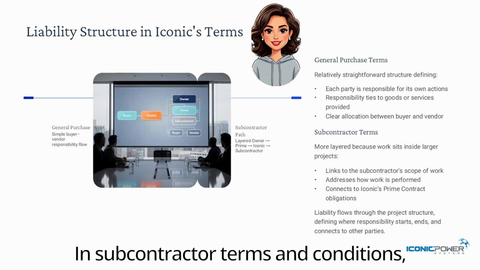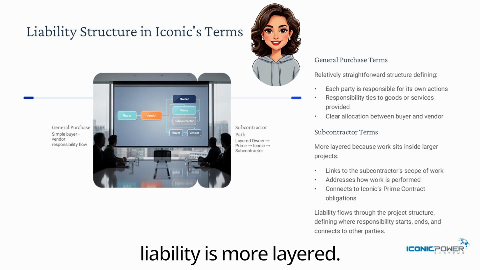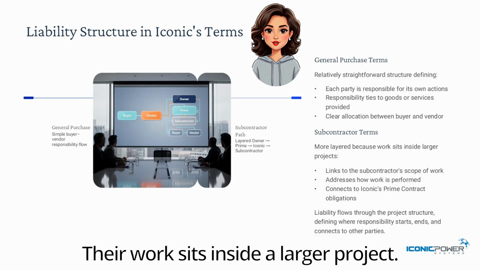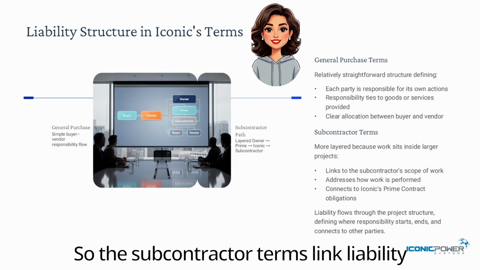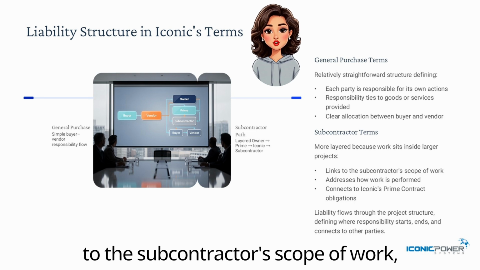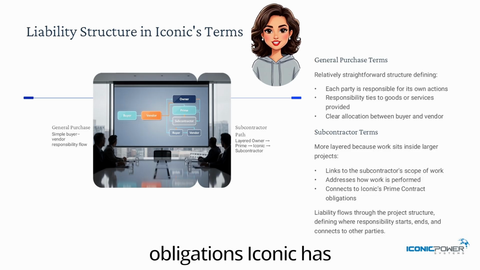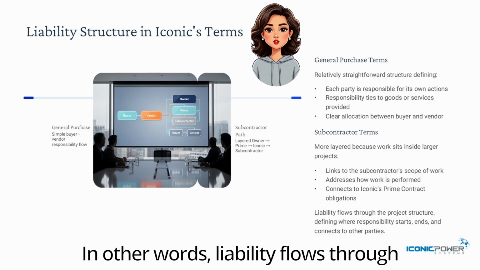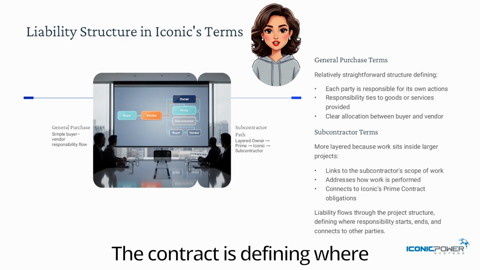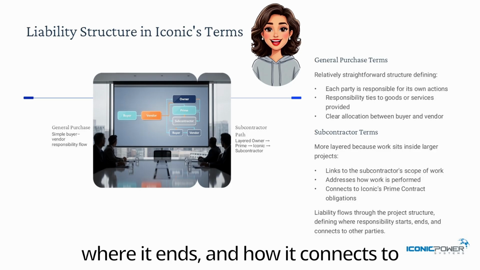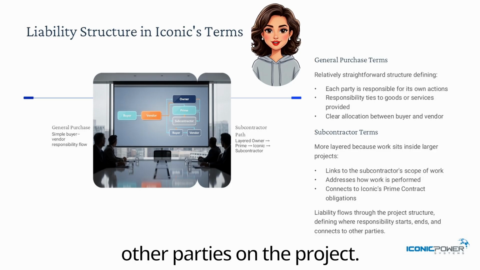In subcontractor terms and conditions, liability is more layered. That's because subcontractors are not operating in isolation. Their work sits inside a larger project. So the subcontractor terms link liability to the subcontractor's scope of work, the way the work is performed, and the obligations Iconic has under the prime contract. In other words, liability flows through the project structure. The contract is defining where responsibility starts, where it ends, and how it connects to other parties on the project.